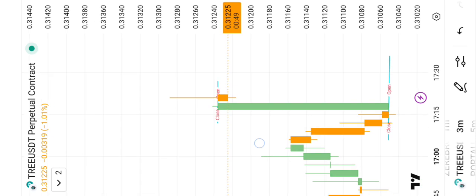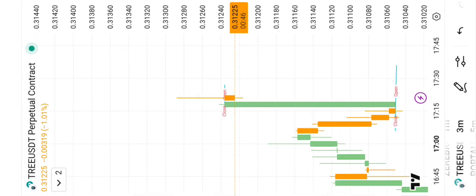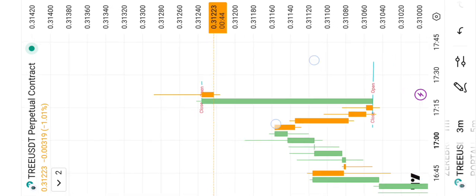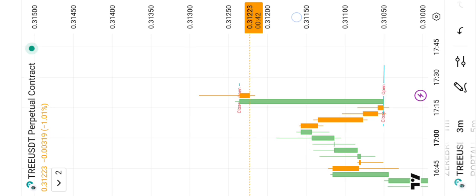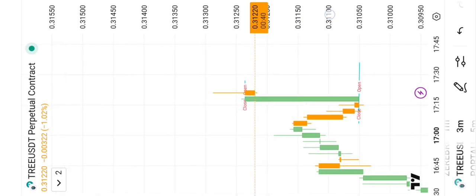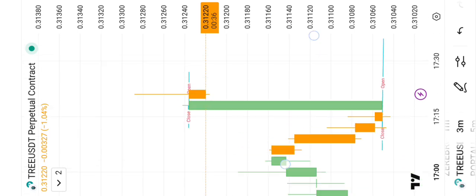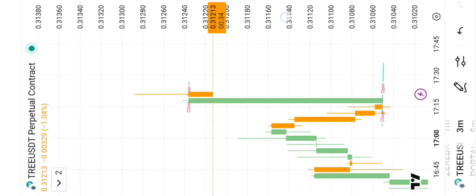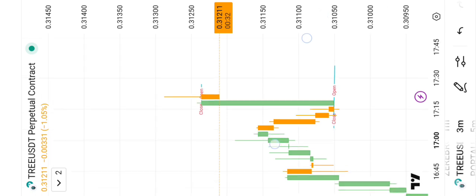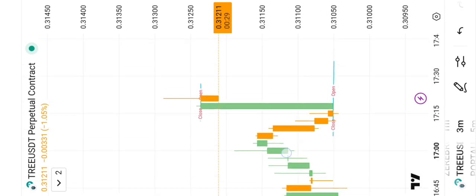Sellers are trying to push it down, and the buyers are trying to push it up. But currently, the buyers are dominant in the market. You can see with this green candle, it shows that the buyers are very strong currently on the market. They are very strong.